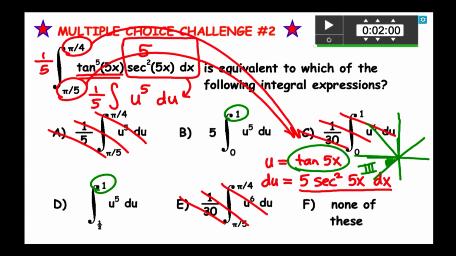So it all comes down to the lower limit. Let's try the pi over 5 in. That would become the tangent of pi, and pi is 180. The tangent of 180 is just simply 0.